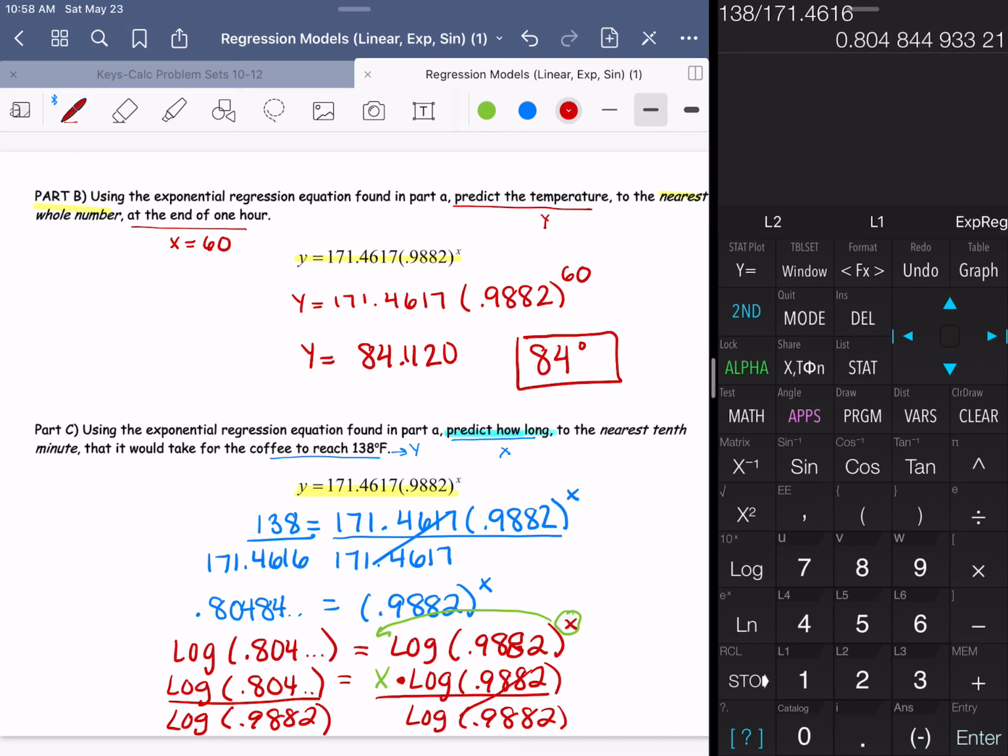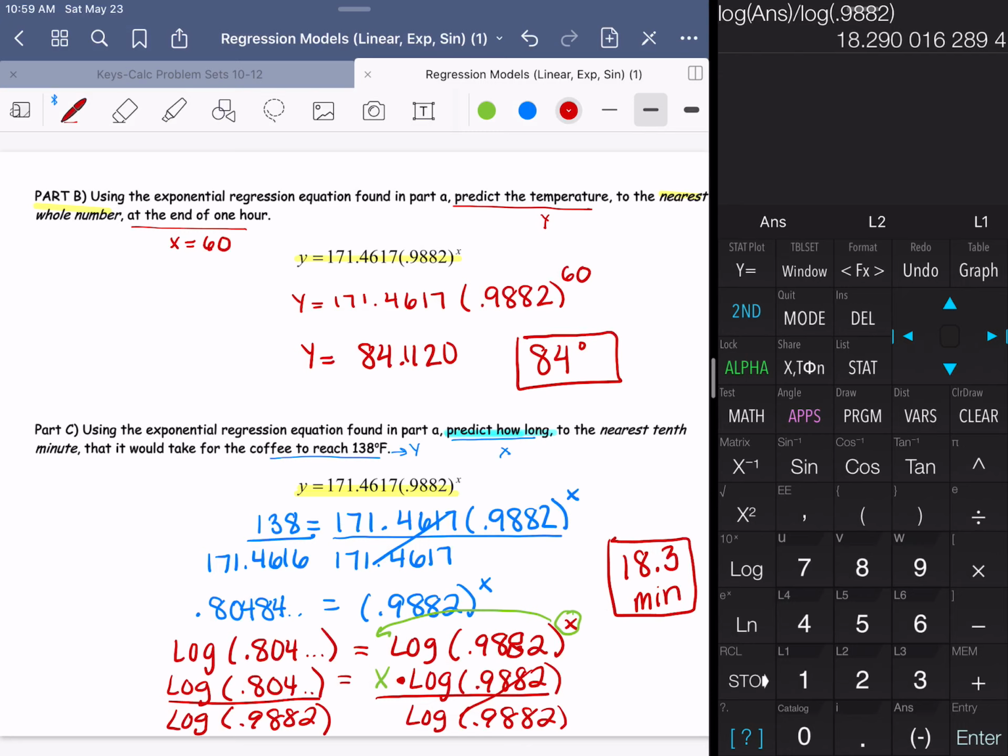So if we go into the calculator, we're going to type in log of 0.80484. I'm going to do at least 4 values here. You could hit second answer if you want. Actually, maybe I can do that, that's easier. Log of second answer will give me the answer from before, divided by log of 0.9882, and hit enter. And we get approximately 18.229. It says to the nearest tenth, so 18.3 minutes would be my final answer.